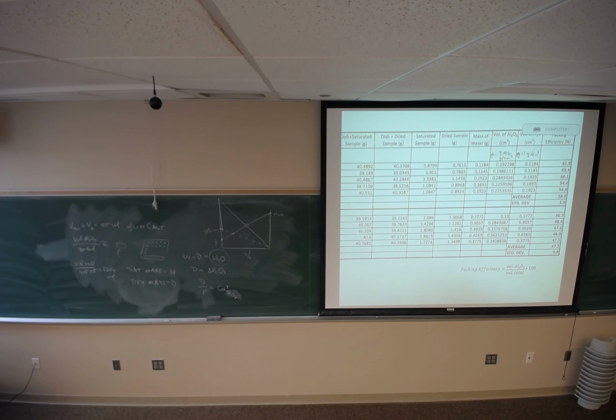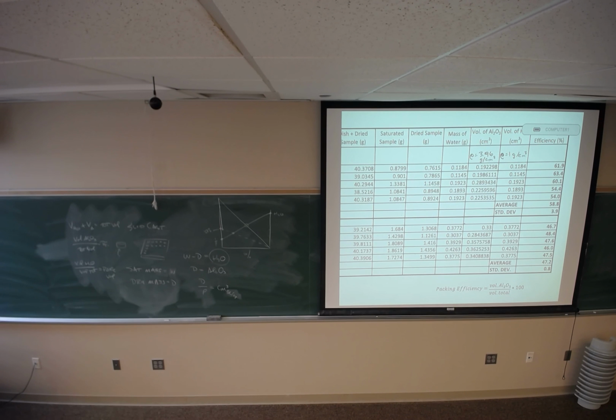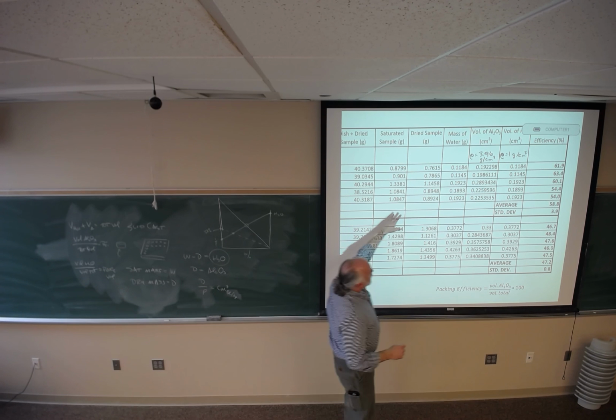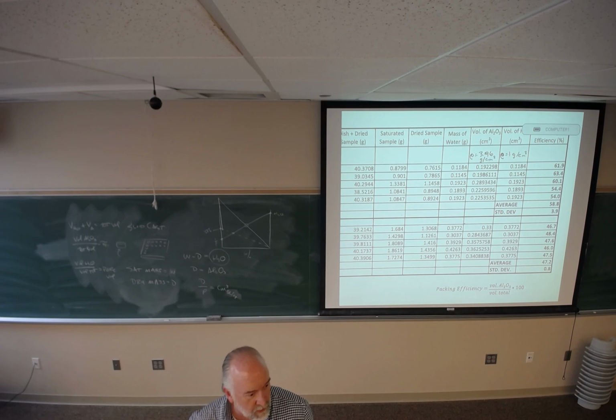Then you get your saturated mass. Then you dry your sample, and that gives you the mass of the water. These are all different, so you can't average the mass of the water. You can only average after you've normalized the data. You understand? I don't care about the mass of water. If I have a big pellet, I have a large mass of water, so that doesn't make any sense.